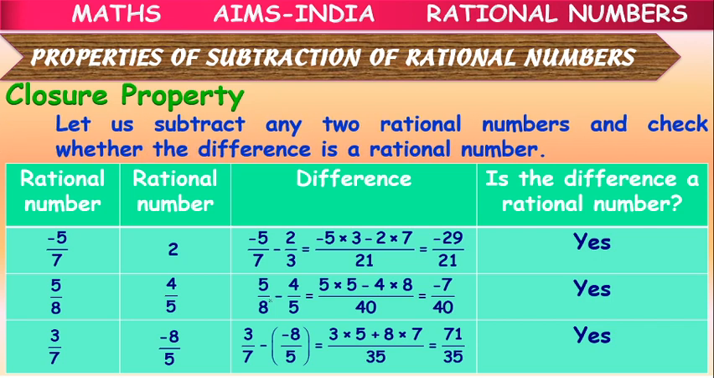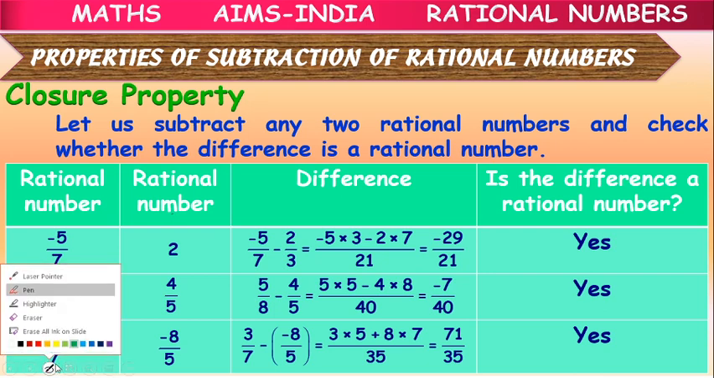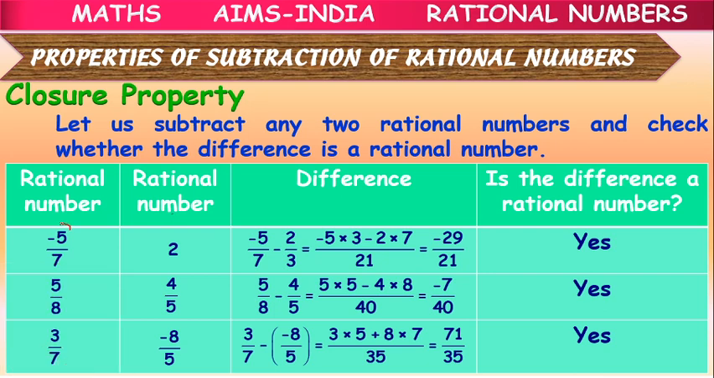Okay. Let's subtract any two rational numbers and check their difference first. Here minus 5 by 7 is one rational number, and 2 is another rational number, because 2 can be written as 2 by 1. Let's subtract both rational numbers. Minus 5 by 7.